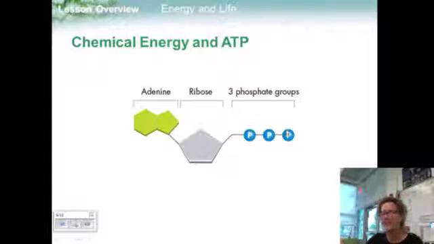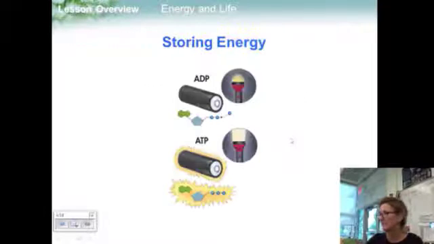ATP consists of an adenine, a 5-carbon sugar called ribose, and 3 phosphate groups. Adenosine diphosphate, ADP, has 2 phosphates. It looks almost like ATP, except that it only has 2 phosphate groups instead of 3. ADP contains some energy, but not as much as ATP. You can liken it to a little flashlight with a very dim light.